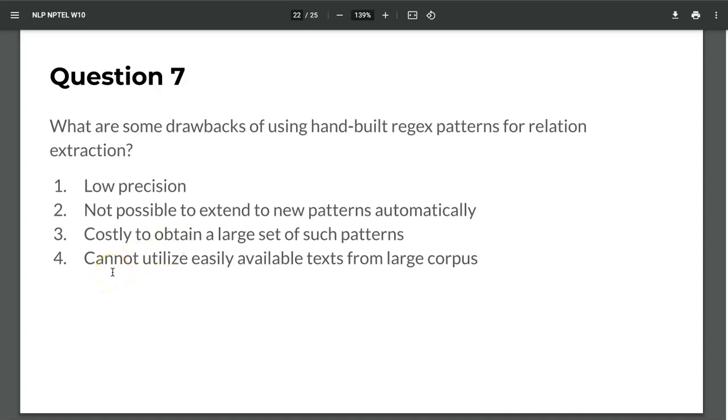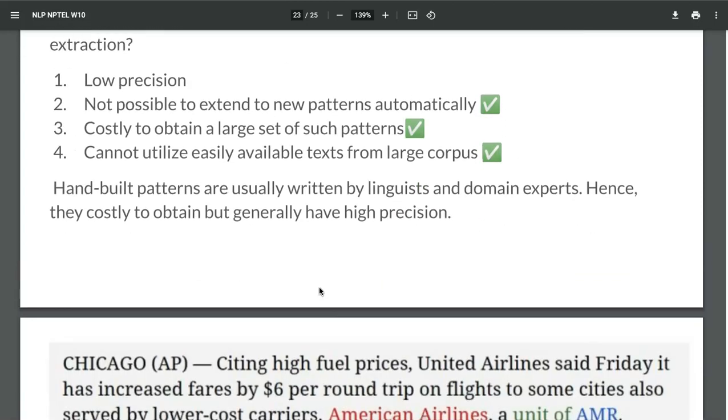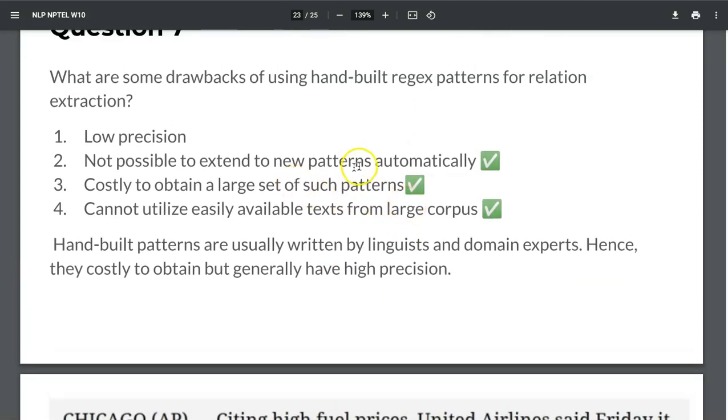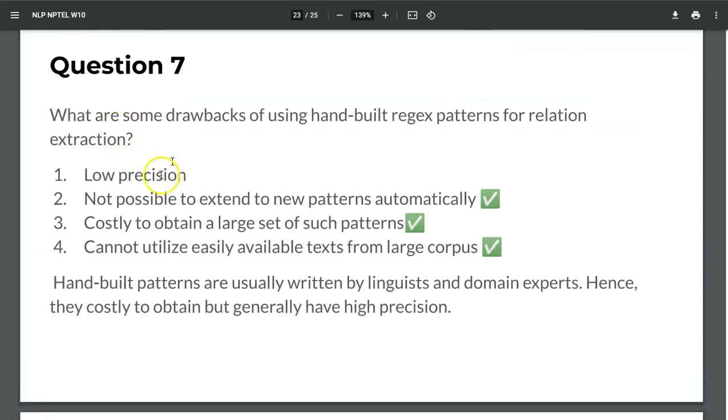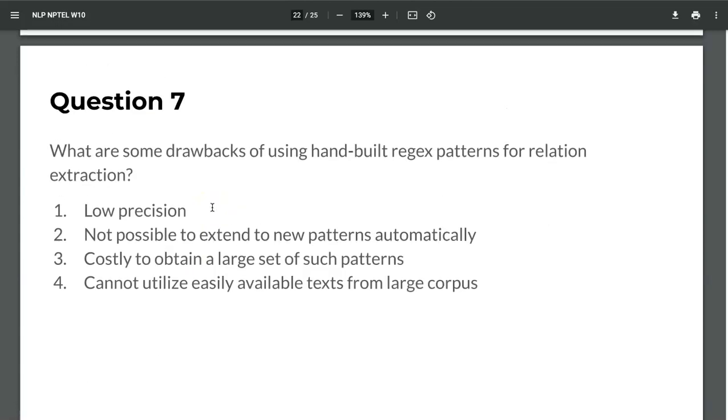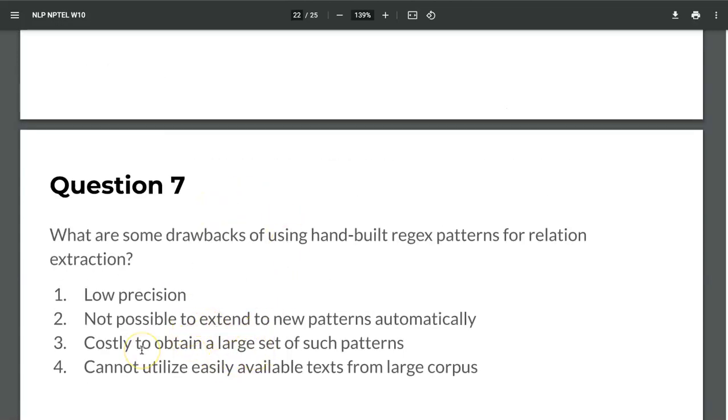And the last point: cannot utilize easily available text from a large corpus. This is not true, they can use the large corpus. There is a problem in the options. Number 2 and 3 are fine. So what is number 4? Cannot utilize easily available text from a large corpus. That's why I'm saying there is no relation.